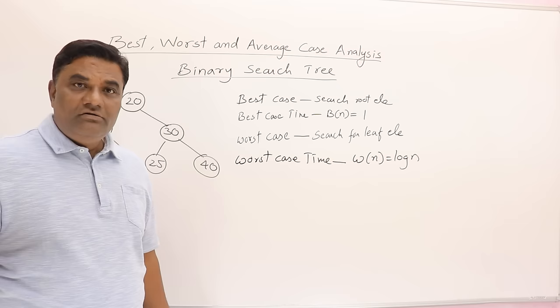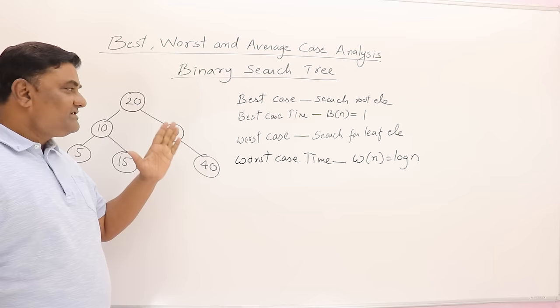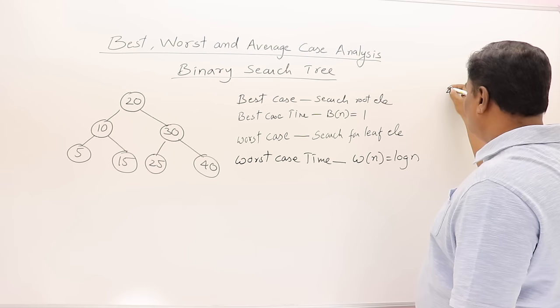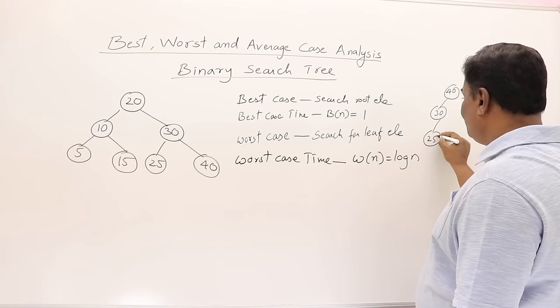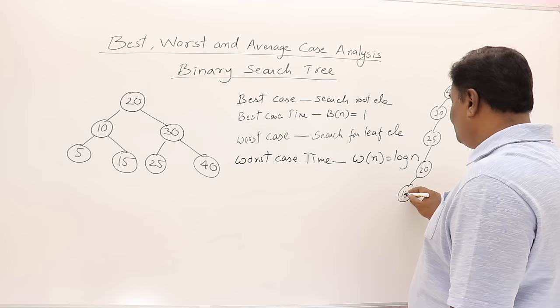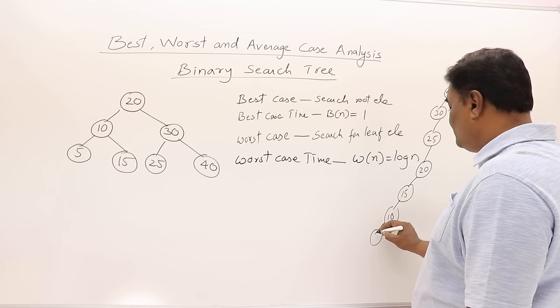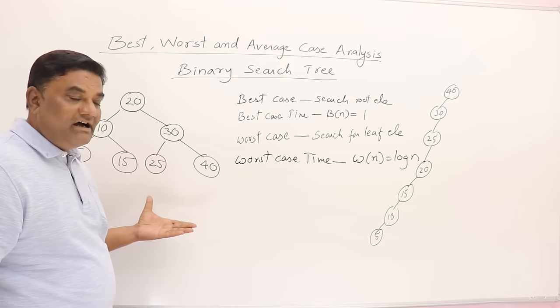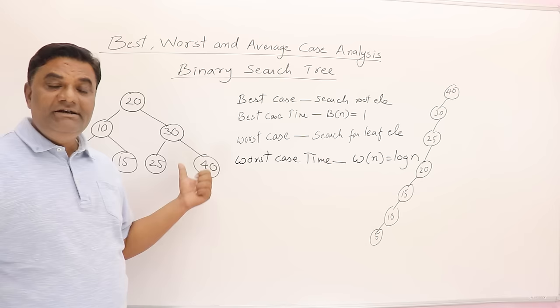Now, this is a binary search tree. For the same elements, I can have a binary search tree like this. In the root, I have 40. And on the left child, I have 30. And on its left child, 25. And on its left child, 20. And its left child is 15, then 10 and 5. This is also a binary search tree. This is a left skewed binary search tree. That was a height balanced binary search tree. By using 7 elements, that is the minimum height that I can have. This is the maximum height that I can have.